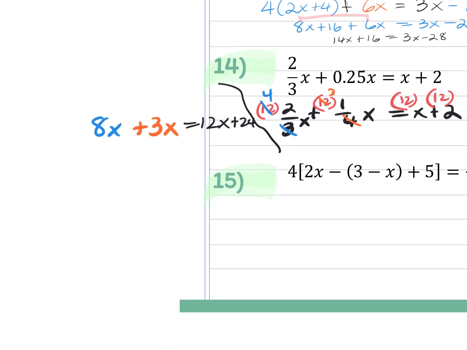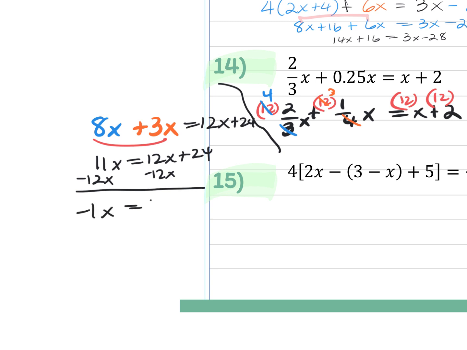Now I can begin my solving process. Now I need to combine my like terms first. So this will become 11x, and then 12x plus 24. And now I need to get my x's together. So I'll subtract the 12x, and I get negative 1x equals 24. I don't want a negative x, so divide by negative 1, and x equals negative 24.